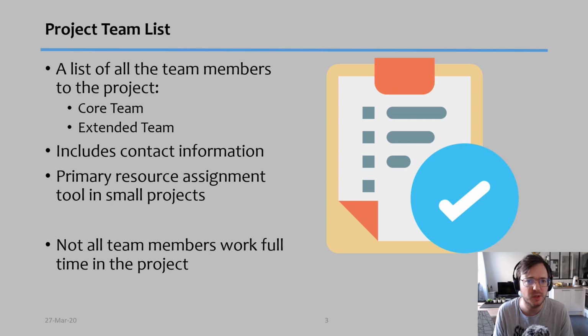So this list actually is the primary resource assignment tool in small projects. And if you're doing a small project, this is probably the only tool that you use. I would say it's the most important one if you're doing a small project. But remember another thing, not all team members work full-time on the project, and this is something you have to be careful about as well. It's a little detail that sometimes we forget.